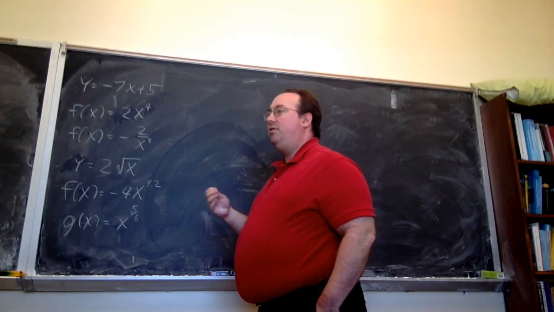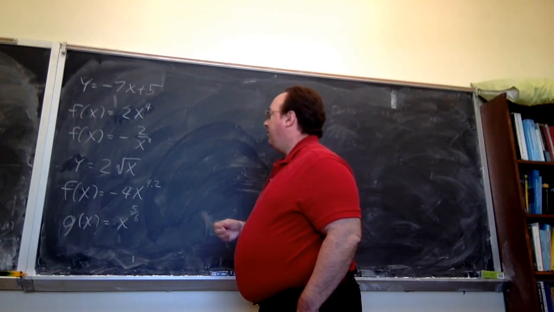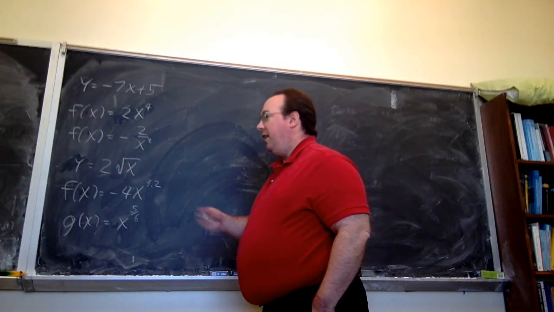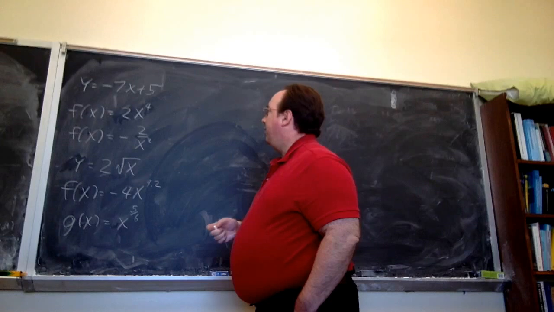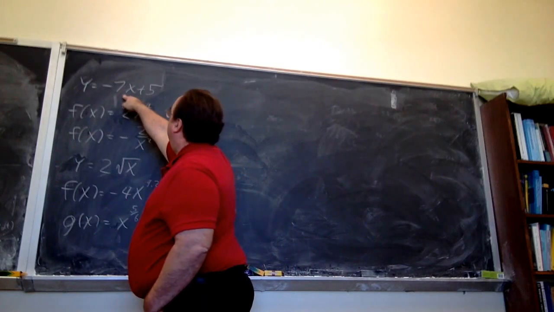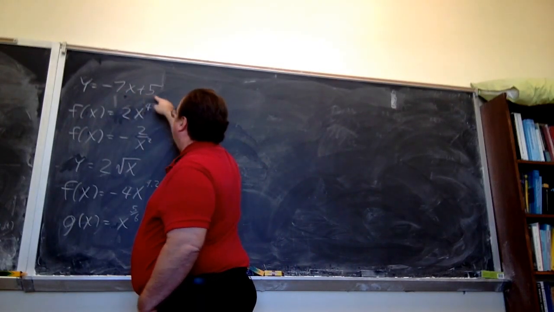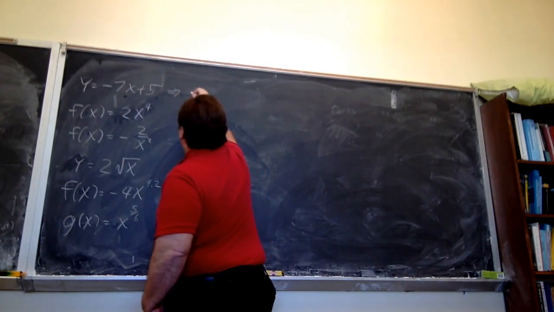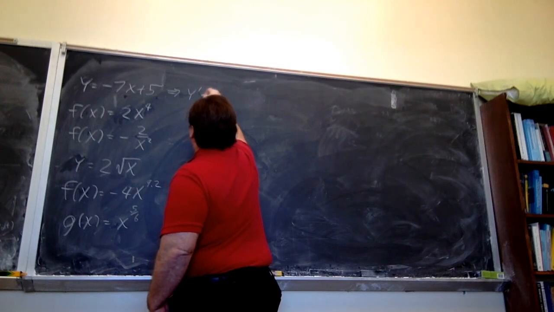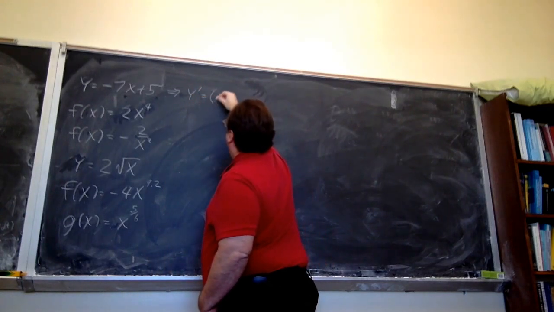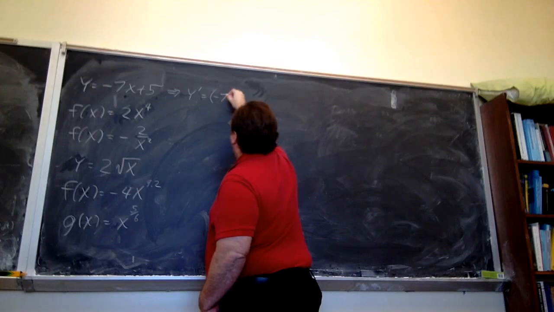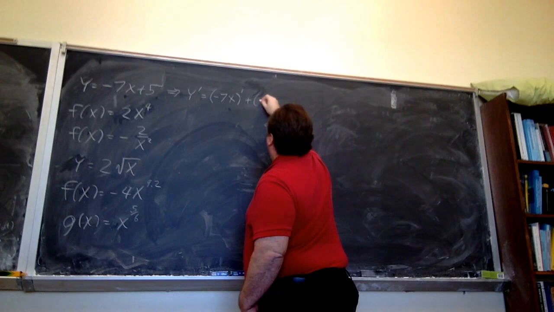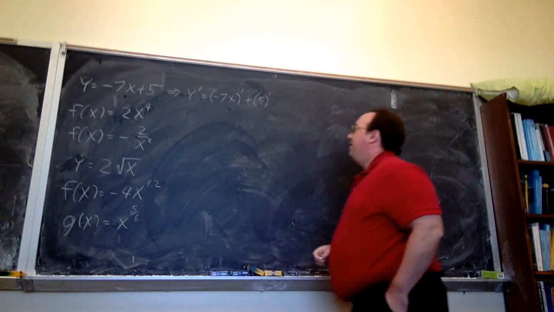Now when you're computing a derivative of a function that has more than one term, you can take the derivative of each term individually and then add up the results. So I can take the derivative of minus 7x and then the derivative of 5 and add those two together. So y prime, to illustrate what I just said, is the derivative of minus 7x plus the derivative of 5.